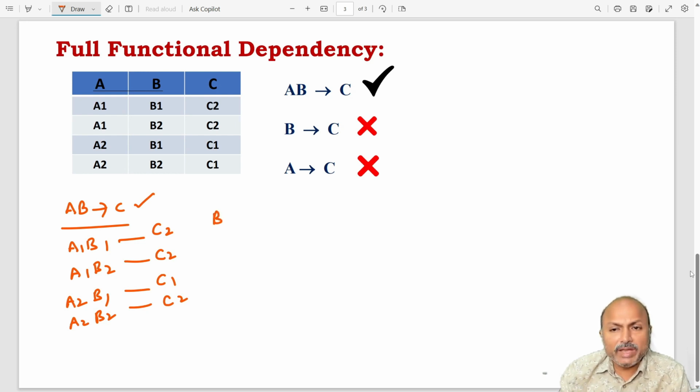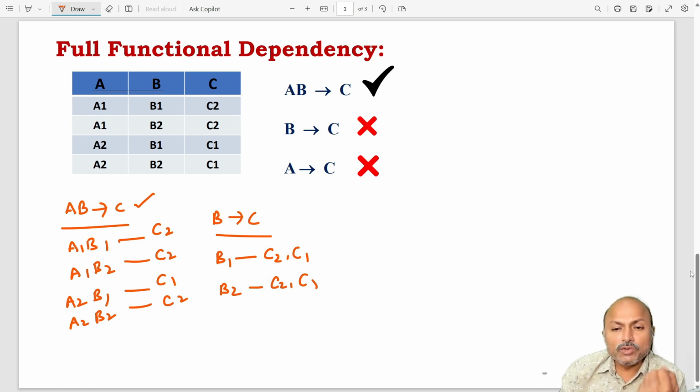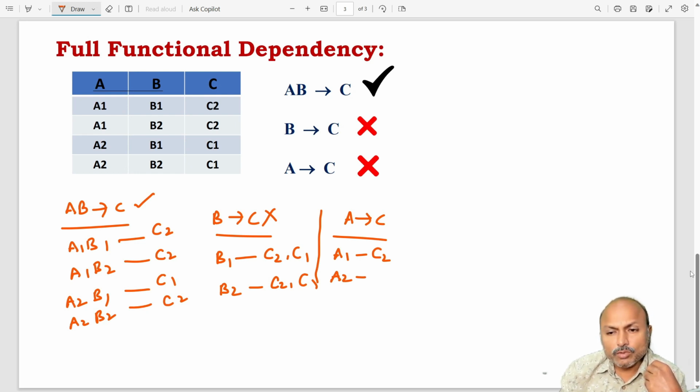Then we will check B arrow C. For B1, tell me how many values are there? For B1, C2 and C1. Similarly, for B2 you can check, B2 C2, B2 C1. That means for each left side value you have two values, so it doesn't hold the functional dependency. Then another one, A arrow C. For A1, C2, only one value C2. For A2, C1. So it holds the functional dependency.